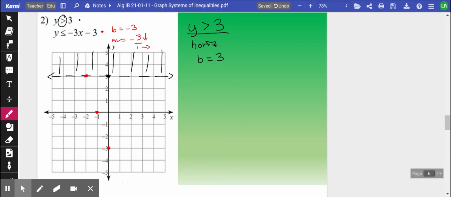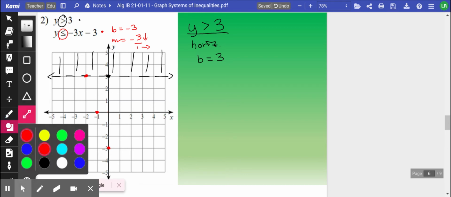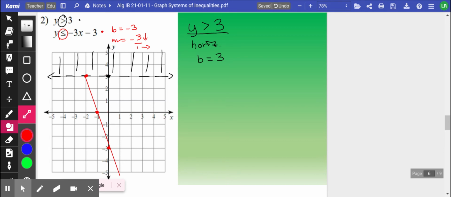The second one does have that line underneath, so it's got the or equal to. So I should be making a solid line. I have to make this longer. It's got to be longer because of the way I accidentally made it. My line didn't show itself cutting through there.